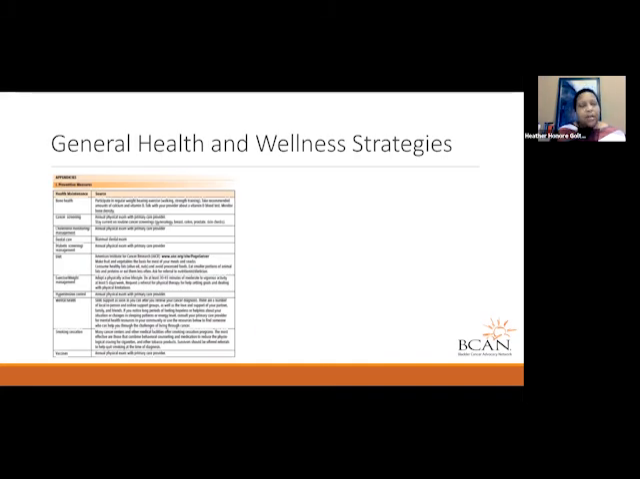So I want to switch tacks for just a moment and talk about general health and wellness. BCAN sponsored a study that generated a survivorship care plan several years ago. This is actually a slide that talks about general health and wellness strategies that folks who've been diagnosed or who are actively undergoing treatment or in the survivorship period really need to think about, talk with physicians about, and perhaps look at ways to incorporate into your health care or your general personal care.